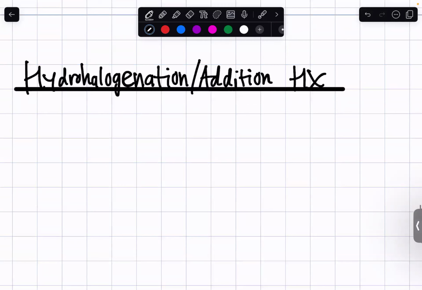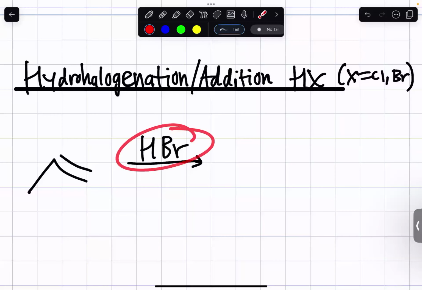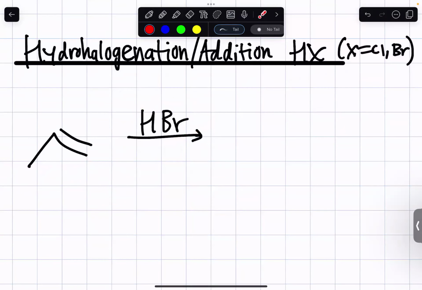So let's do a simple example first and then build on the difficulty. We have that simple alkene and HX. X could be chlorine or bromine, usually. Let's say we have HBr. This HBr is a strong acid, so we have to look for our most basic group, which is this alkene right here. I'm going to draw out the HBr like this, with one H and one Br, and a bond between them.